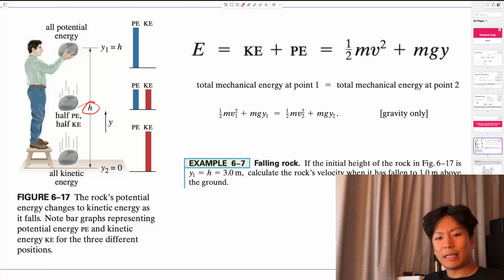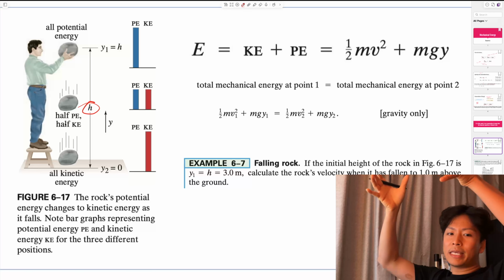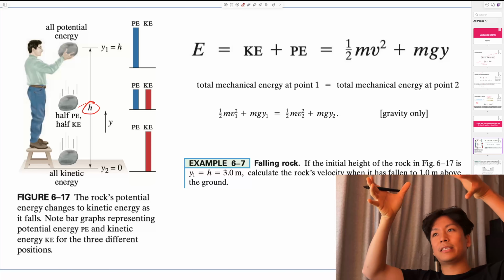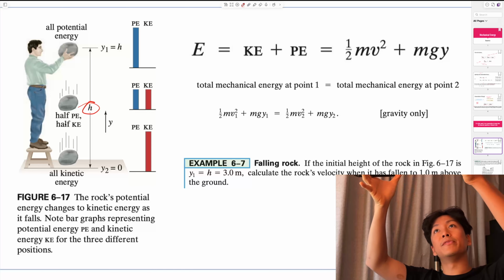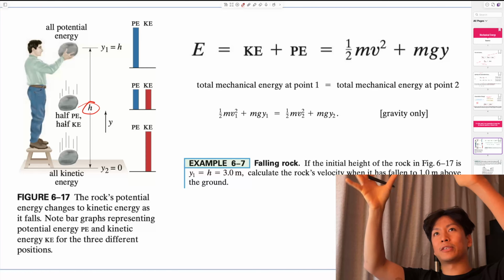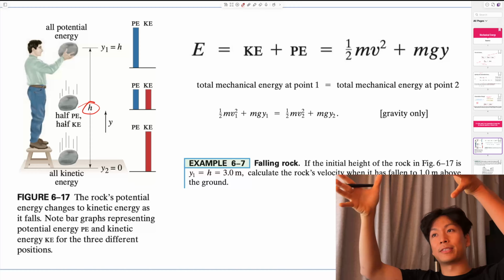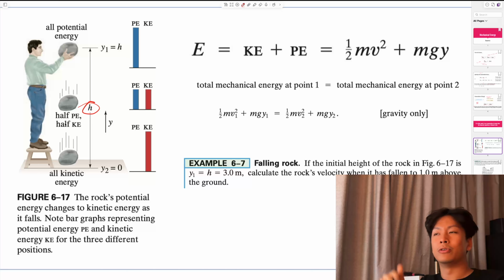So if you think about it, if the rock starts at rest, all the initial energy is going to be potential energy because it's not moving, so there's no kinetic there. The only force acting on this, as I let go of it, is going to be gravity, which we know is a conservative force. And we're ignoring air resistance. And so we can just apply our simple conservation of mechanical energy equation to the system.